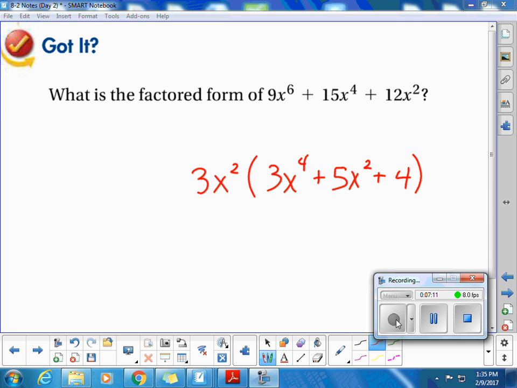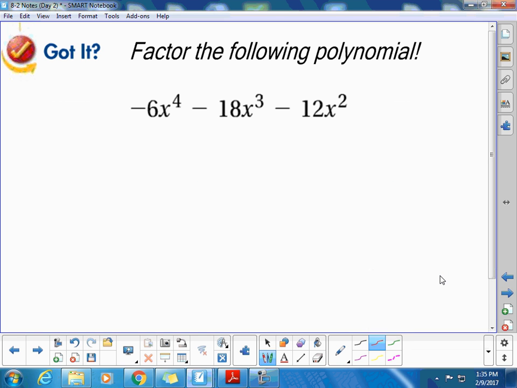You should have 3x squared as your greatest common factor that we factored out, and then times the quantity 3x to the fourth plus 5x to the second plus 4. Another one for you to try, put me on pause and come back when you think you have it.